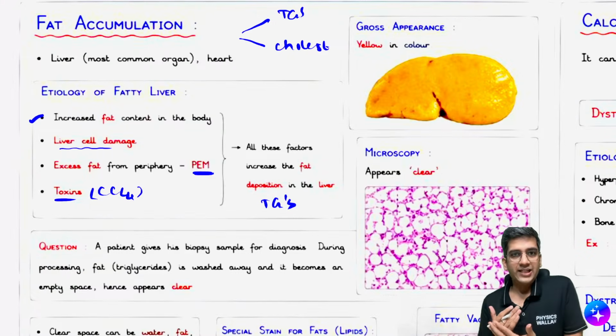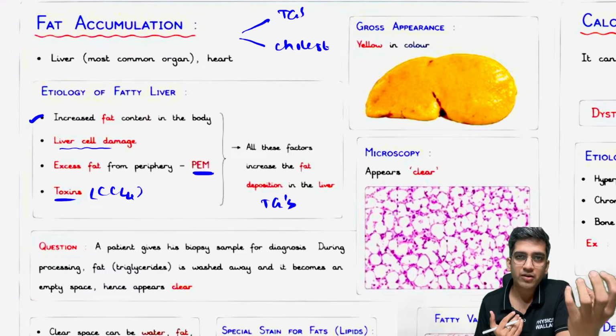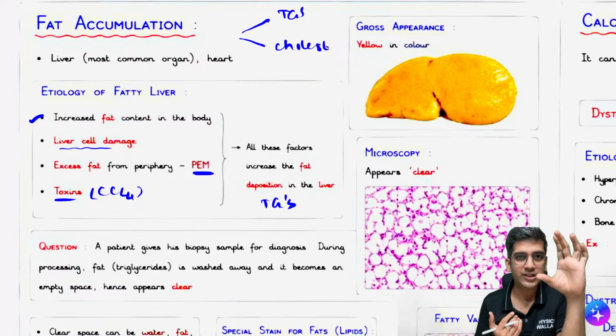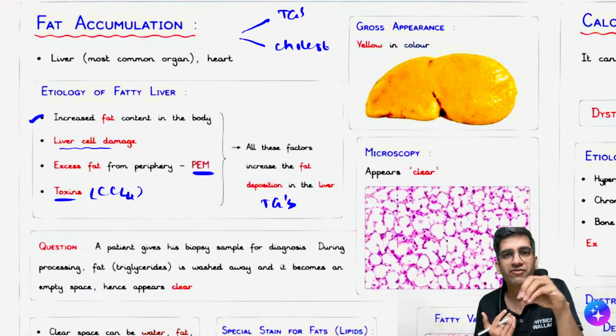So in fatty change, grossly fat looks yellow in color. So the organ looks greasy, yellow and enlarged. Fatty liver. Microscopy, fat is clear.